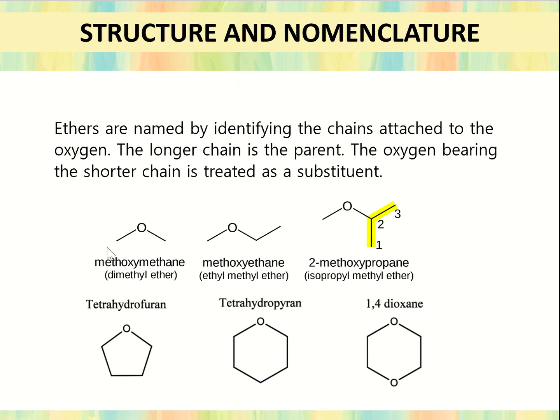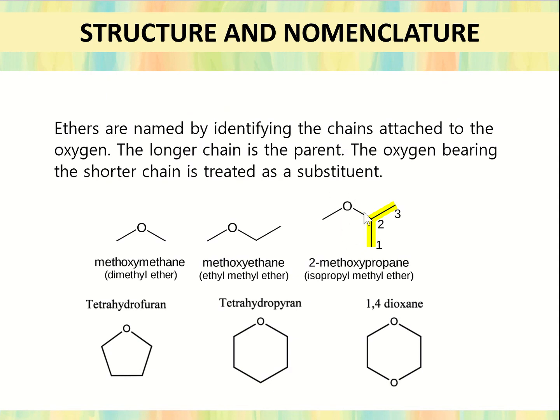Here, clearly, there is no chain that is longer than the other, so it's methoxymethane. Here, this chain is longer than this one, and so this is the parent, and therefore the oxygen bearing the shorter chain is now the substituent. So this is the substituent, which is why it's methoxyethane, sorry. And then here we have a 3-membered ring, which is longer than the methyl over here.